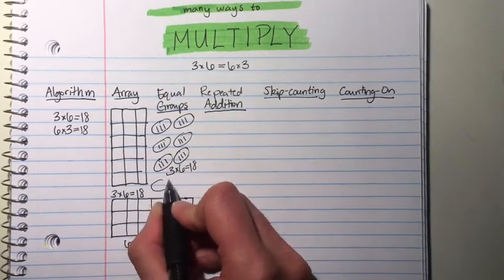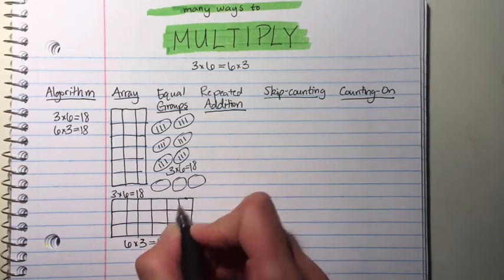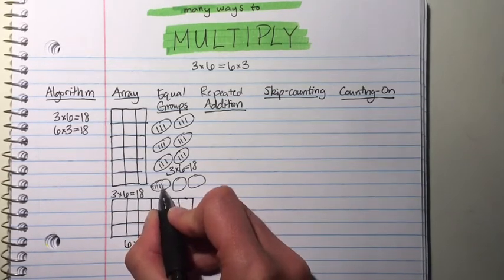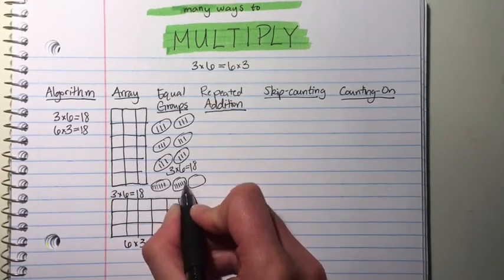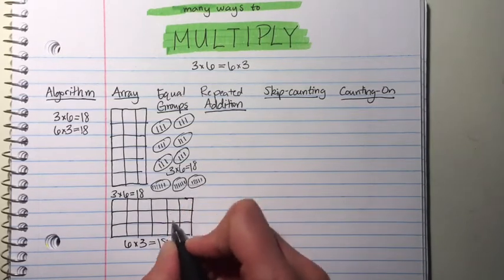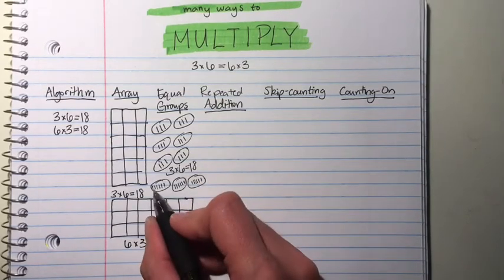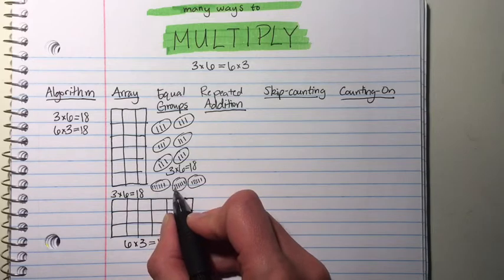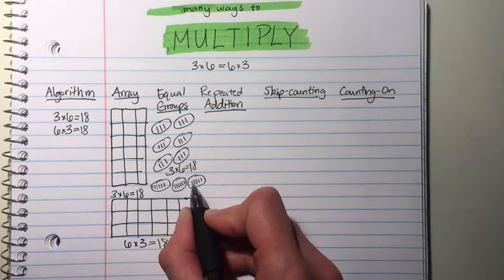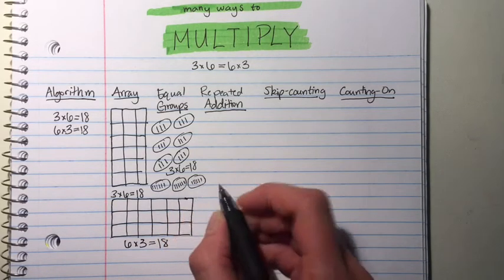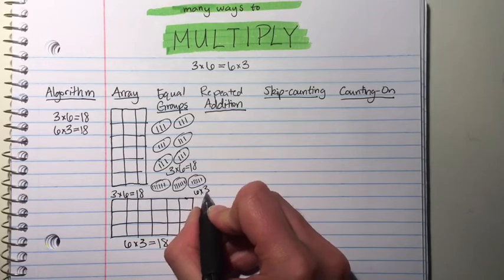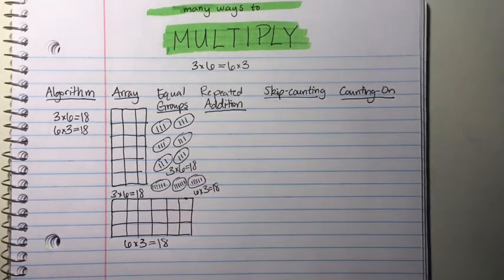I also could have done that as 6, 3 times. 1, 2, 3, 4, 5, 6. And I'll get the same thing. 1, 2, 3, 4, 5, 6, 7, 8, 9, 10, 11, 12, 13, 14, 15, 16, 17, 18. 6 times 3 equals 18.